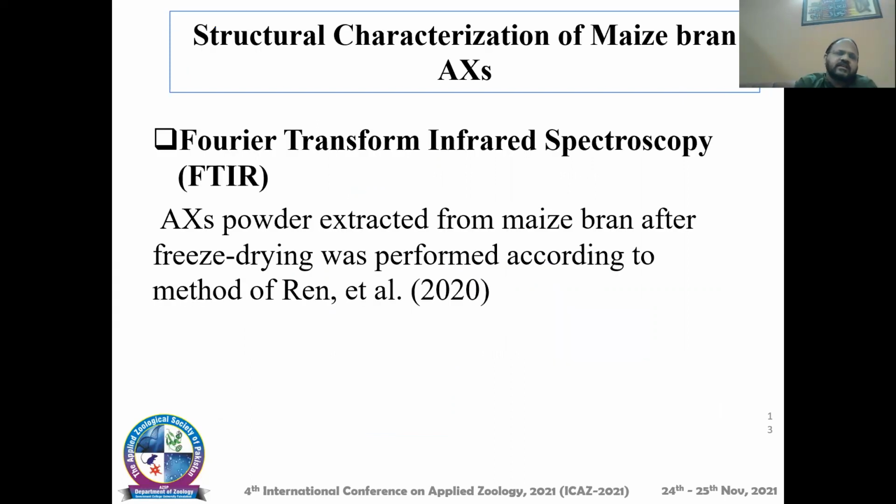For the structural characterization of maize bran arabinoxylan, Fourier transform infrared spectroscopy, abbreviated as FTIR, is used for the complete characterization of its structure.